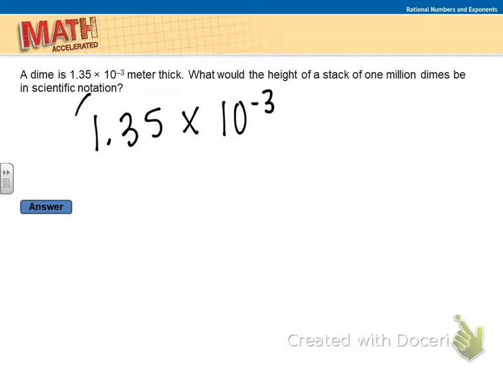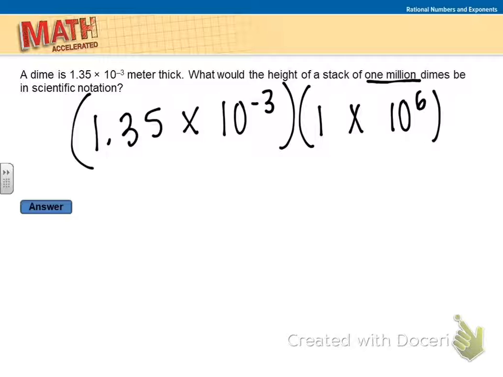So we need to do what to these two numbers? Multiply, right? Well, how would I write 1 million in scientific notation? 1 times 10 to the 6th power. Good. So what do I need to do here? I need to group together my factors and the powers of 10. All right, y'all work that out.